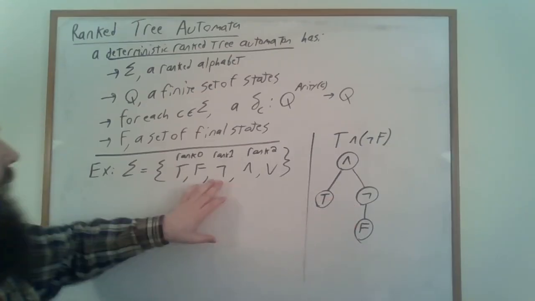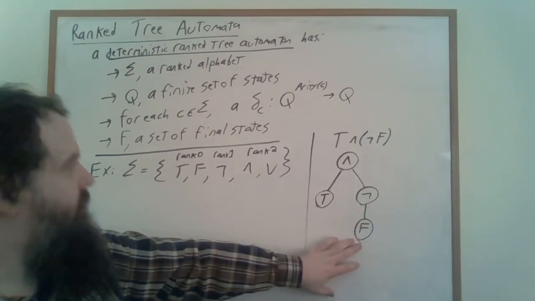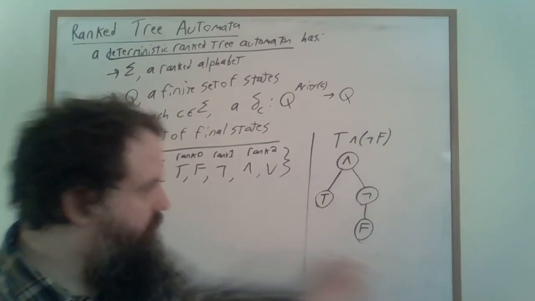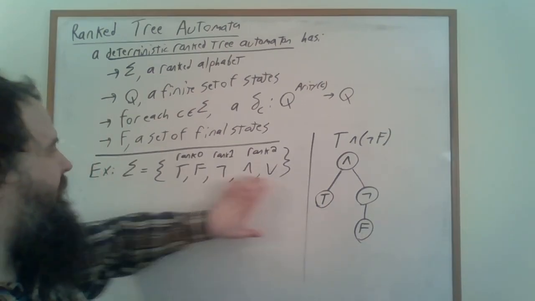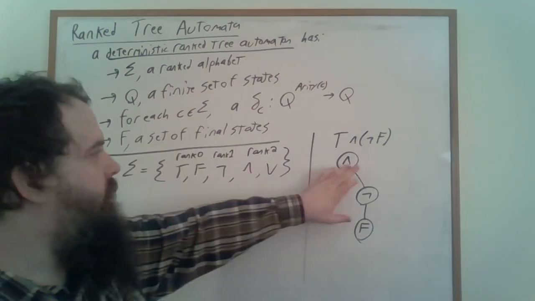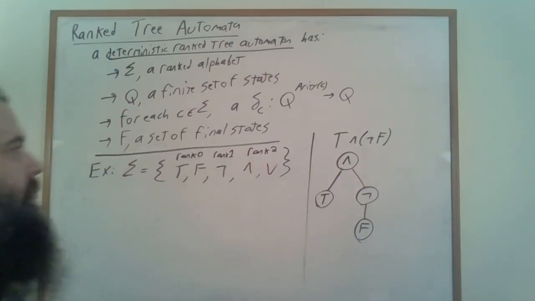Negation is going to be a rank 1 character. We expect it to have exactly one child, a node corresponding to the subexpression that gets negated. And and or are going to label nodes that have 2 children, so they're going to be characters of rank 2.